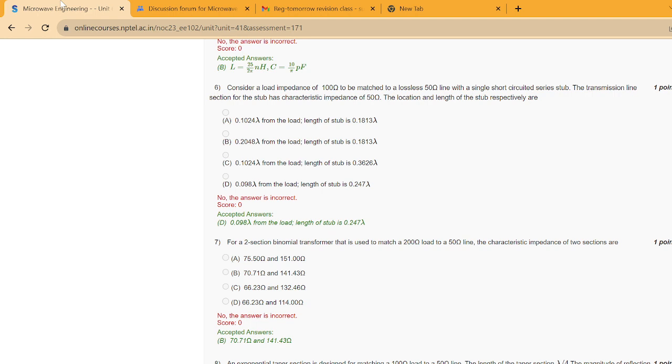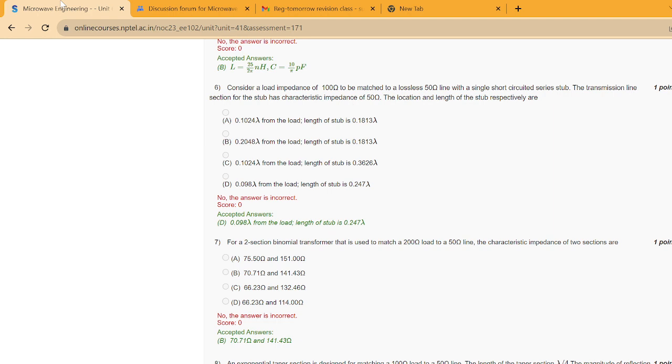So in case of a binomial transformer, say a two-section binomial transformer, suppose this is section 1 and this is section 2. What does it mean? Suppose you have a load ZL and you need to match it to Z naught. In a two-section binomial transformer, first ZL will be matched to an intermediate impedance, and then it will be matched to Z naught, not the direct matching. So it is a two-section binomial transformer used for matching.